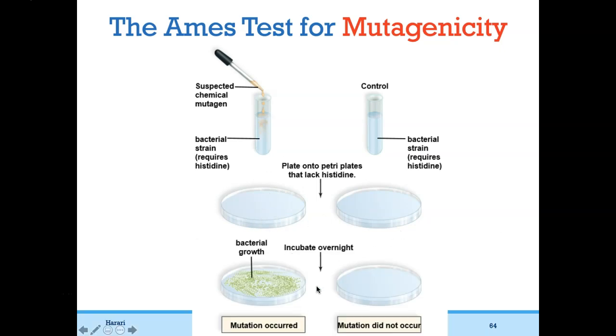So if you see bacterial growth, even without histidine on the plate, you know that something in your chemical, in your flavoring, must have mutated the DNA in the bacteria to allow them to grow even without the presence of histidine. Normally, right, bacteria would never be able to grow without histidine. So that's the Ames test, which is used to see if a chemical is mutagenic.